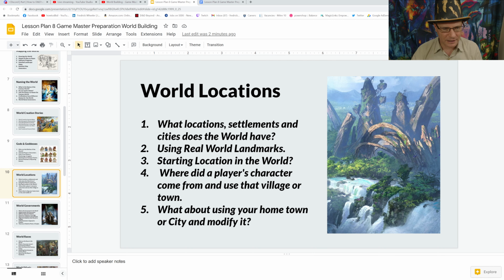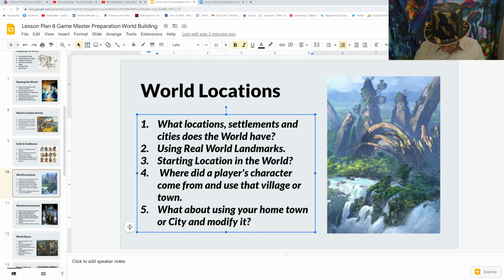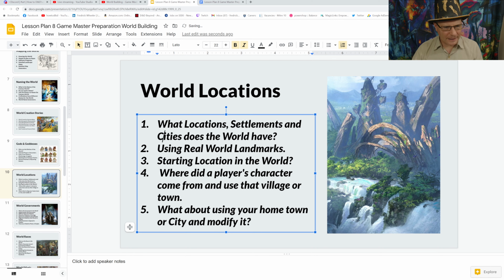Okay, so let's have a look at what we've written here. World locations. What locations, settlements, and cities does the world have? So let's put some capitals in here to make things stand out. This is a slide after all. It doesn't have to follow strict grammar. Using real-world landmarks, yes, absolutely. Use a real-world map. If there's a landmark you like in the real world, put it in your game.